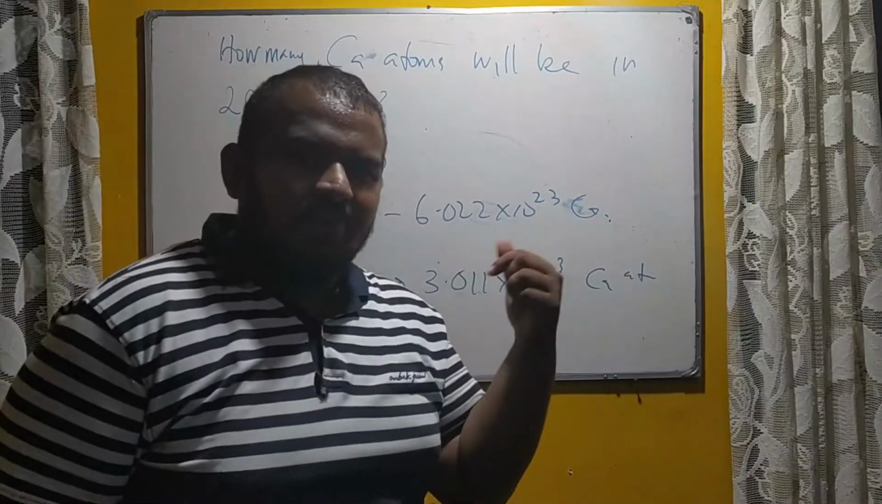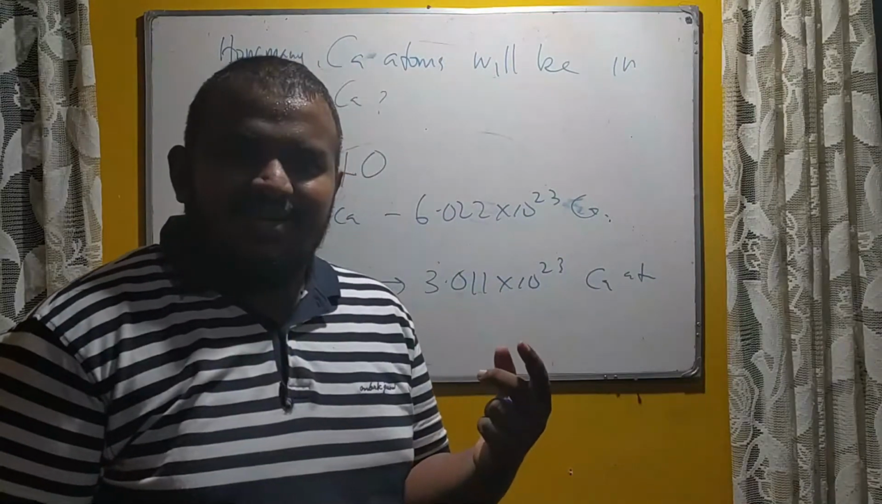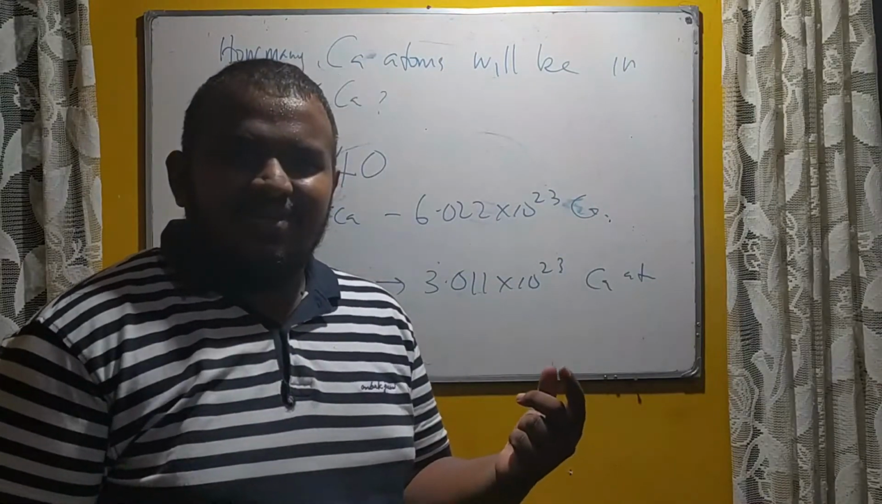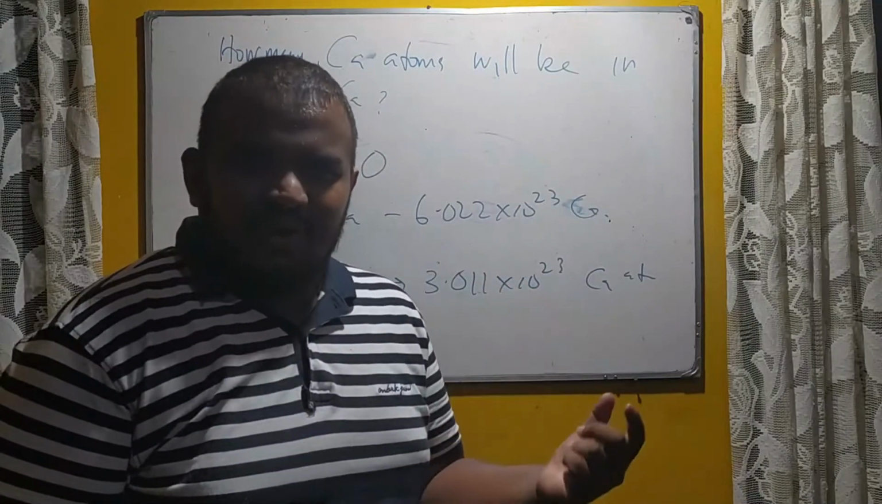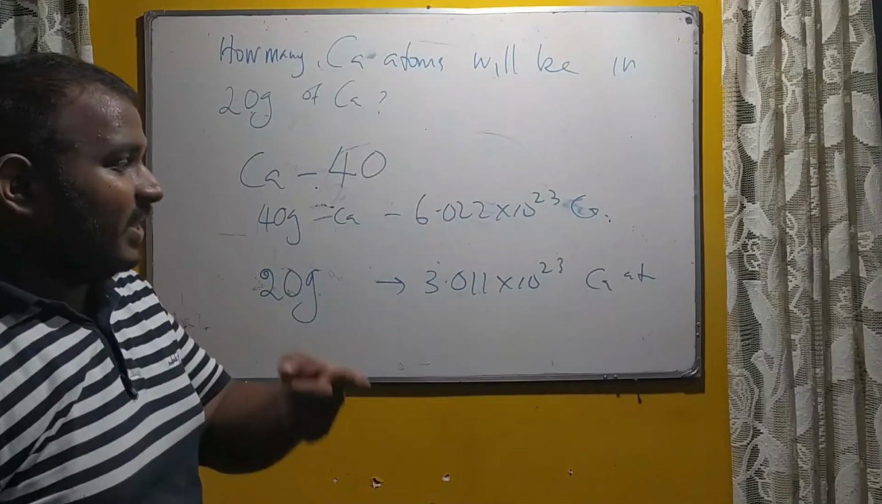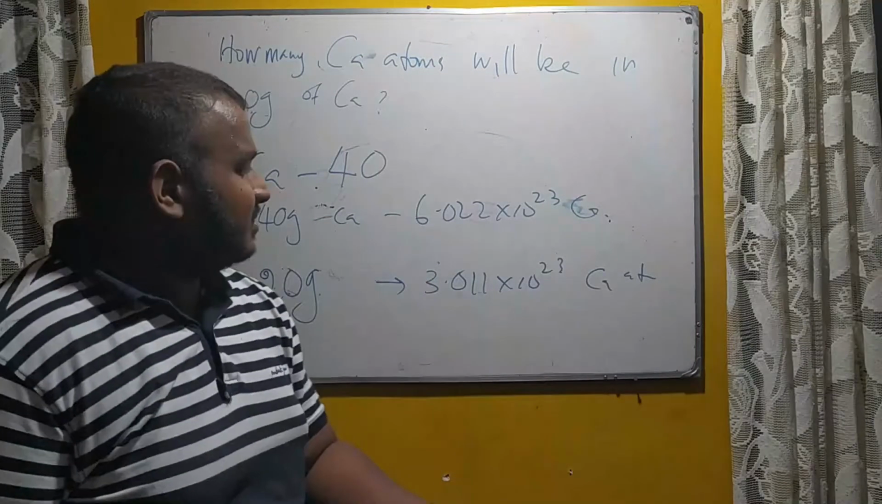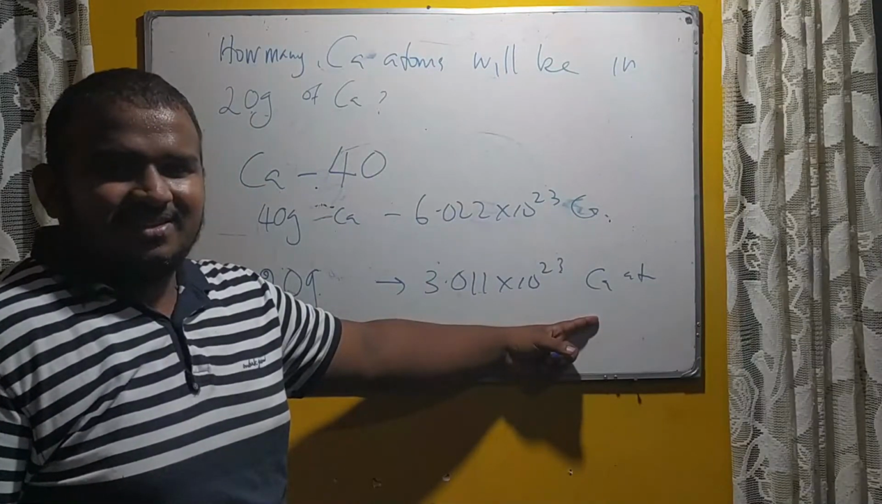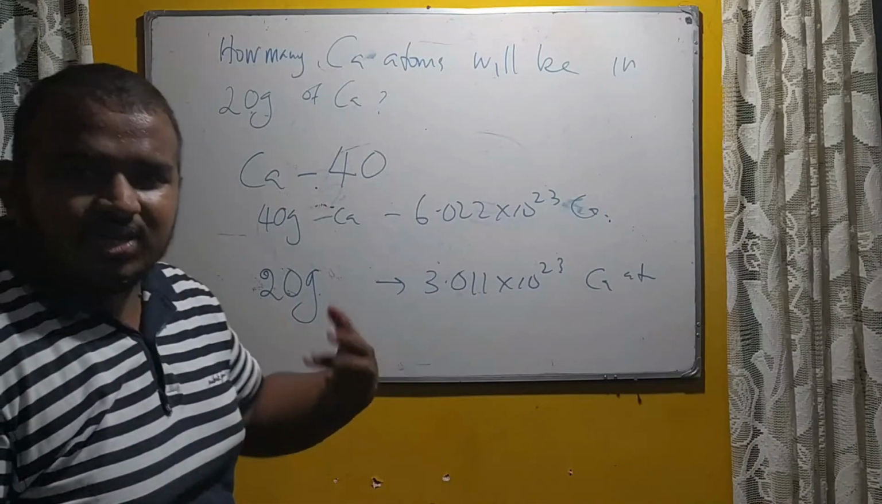Just go to the topic of the unit we studied. We are quantifying elements. We are quantifying compounds. What we have done is quantify elements. Now we know how many calcium atoms there are in 20 grams of calcium. We have quantified it.